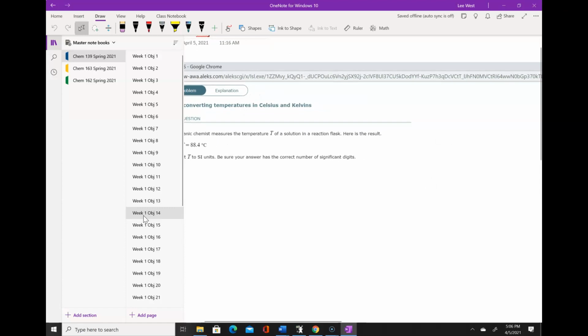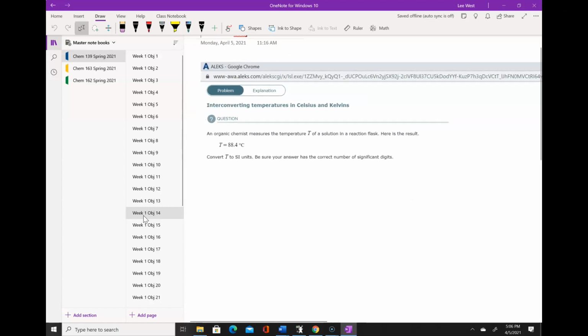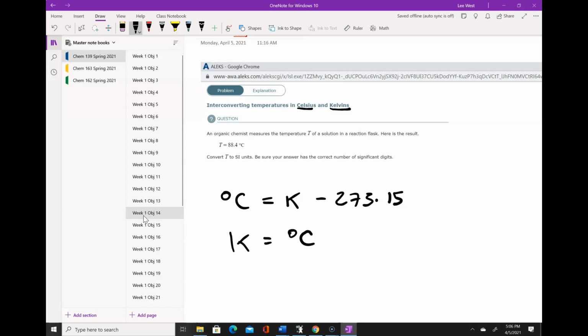Okay. So this one, again, it says interconverting temperatures in Celsius and Kelvin. So remember, degrees Celsius is equal to Kelvin minus 273.15, or we can go the other way. Kelvin is degrees Celsius plus 273.15. So what have we got to do here?